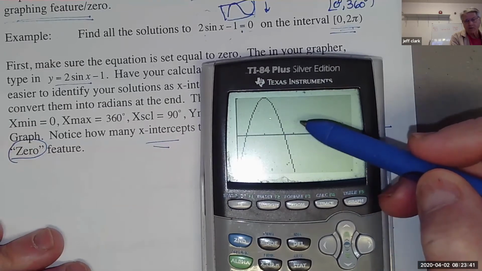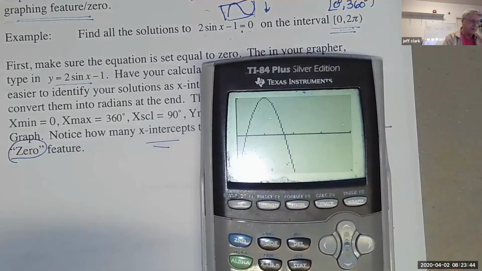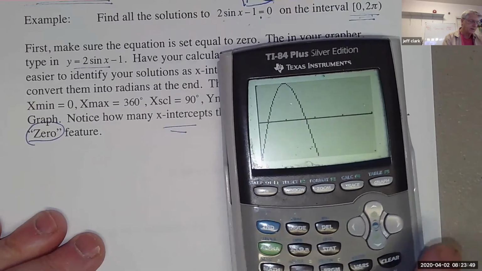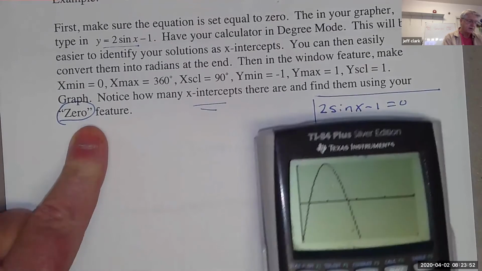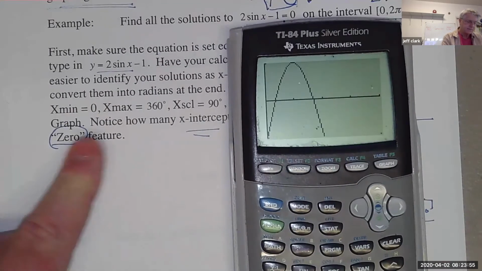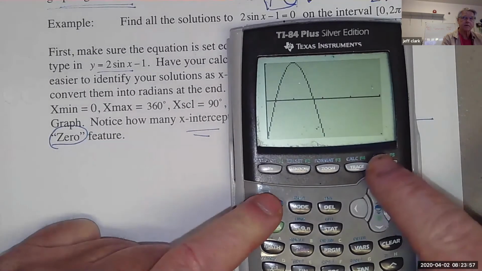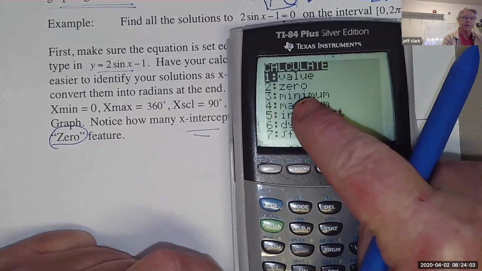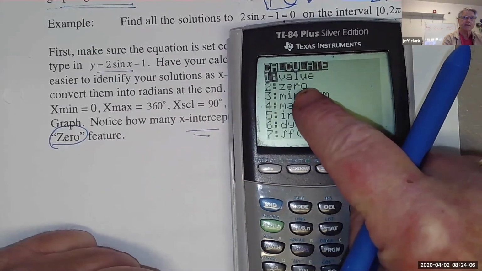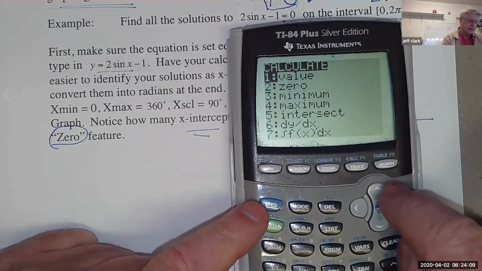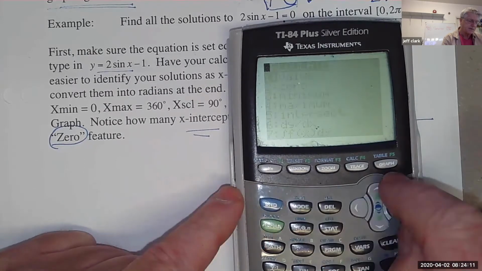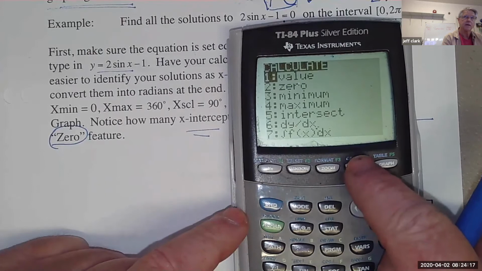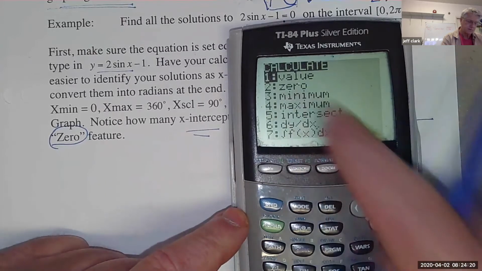So now I'm going to use the feature in my calculator called the zero feature. The way you find it is second calc. Here's my button, second calc. Most of you would probably remember that the zero feature from our previous class is the x-intercept. So let me do that again. I'll get out of this. If you want to find the zero feature, you go second calc and pick the 0. So toggle down, hit enter.